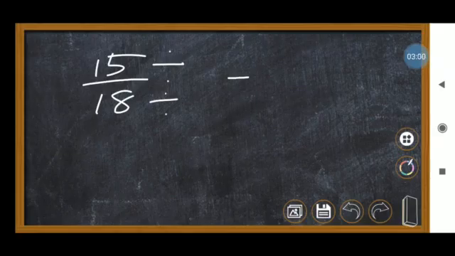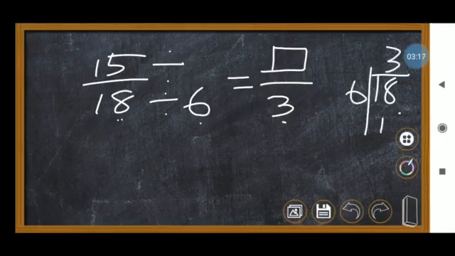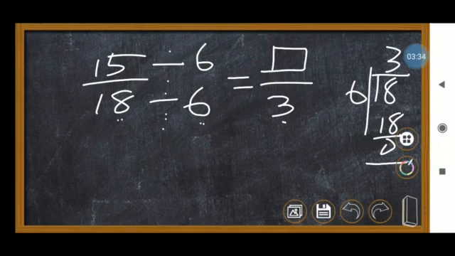So first you take 15 divided by 18. What number do we divide by? Three sixes are 18, so 18 minus 18 is 0. That means we have to divide by the number 6. The same number you divide in the denominator you have to divide in the numerator.